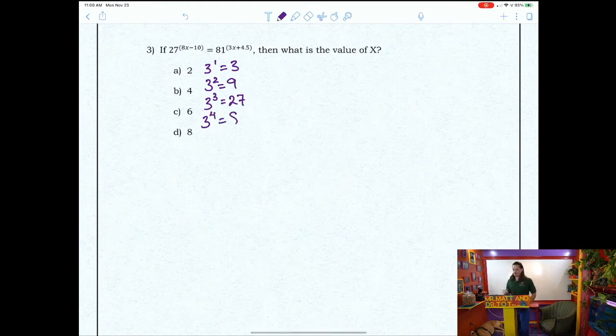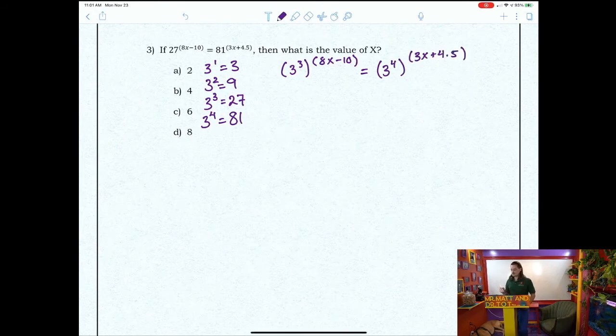So instead of 27, I'm going to write 3 cubed. That's still raised to the 8x minus 10 power. Instead of 81, I'm going to write 3 to the 4th power. And that's still raised to the 3x plus 4.5 power. Now I have powers of powers, so I can distribute the 3 to the 8x and the negative 10, and the 4 to the 3x and the 4.5. 3 times 8x is 24x, so this is going to turn into 3 to the 24x minus 30th power.